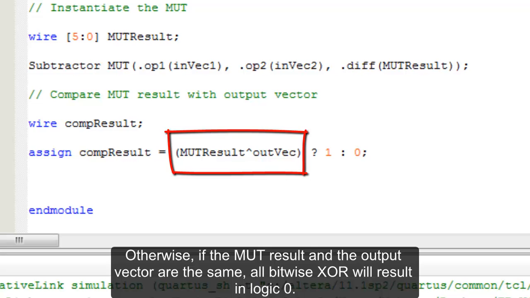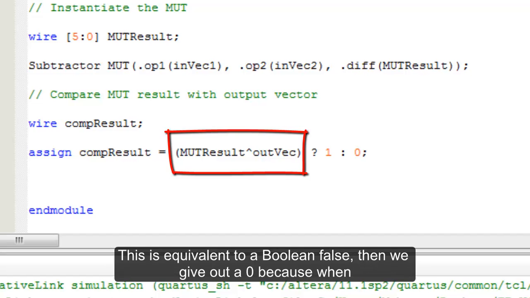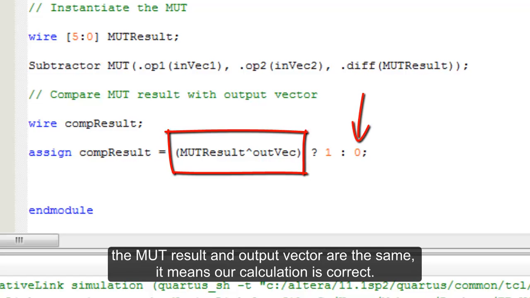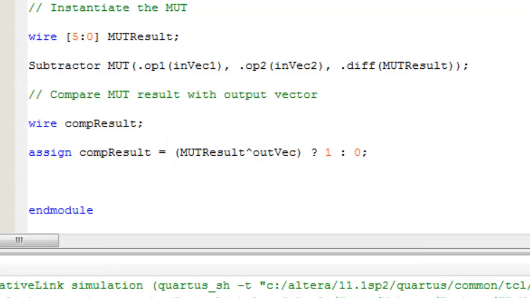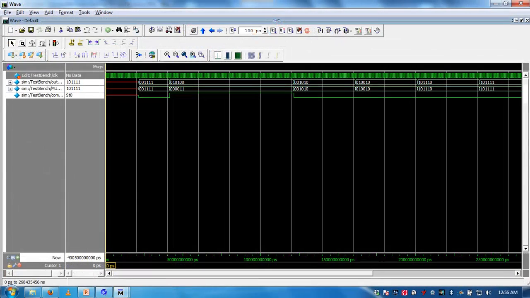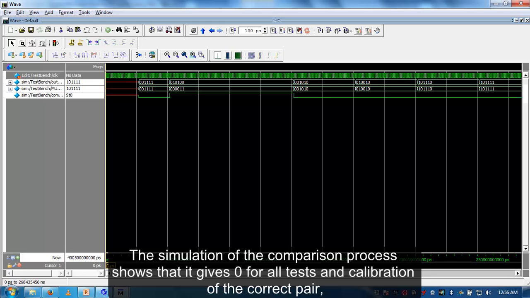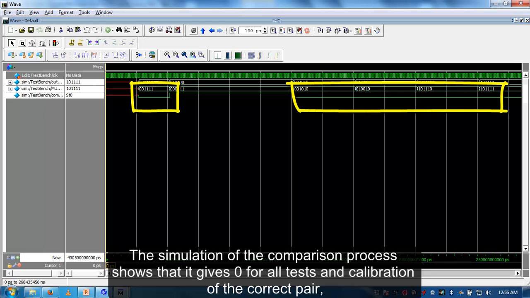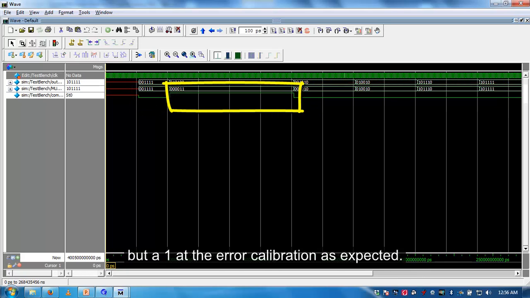Otherwise, if the MUT result and the output vector are the same, all bitwise XOR will result in logic 0. This is equivalent to a boolean false. Then we give out a 0 because when the MUT result and the output vector are the same, it means our calculation is correct. The simulation of the comparison process shows that it gives 0 for all tests and calibration of the correct pair, but a 1 at the error calibration as expected.